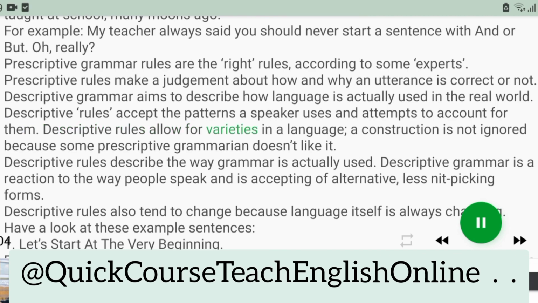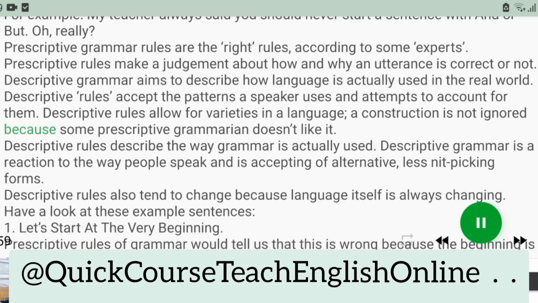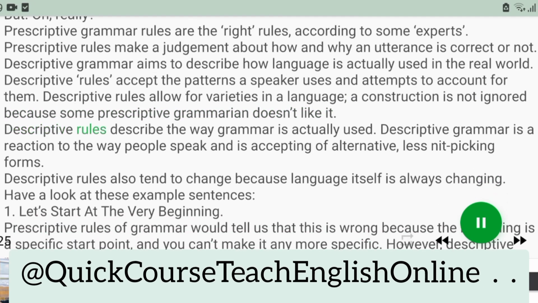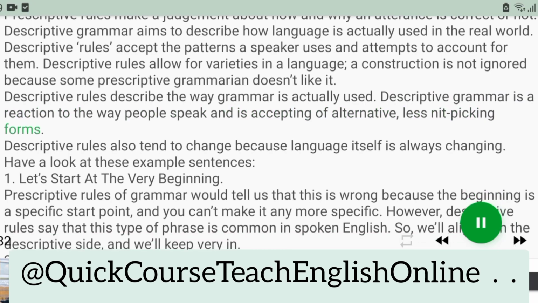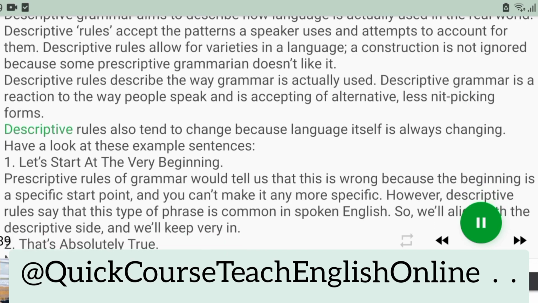Descriptive rules allow for varieties in a language. A construction is not ignored because some prescriptive grammarian doesn't like it. Descriptive rules describe the way grammar is actually used. Descriptive grammar is a reaction to the way people are accepting of alternative, less nitpicking forms. Descriptive rules also tend to change because language itself is always changing.